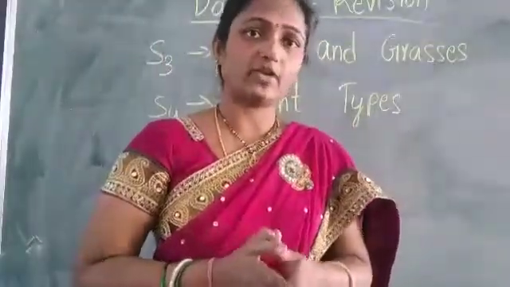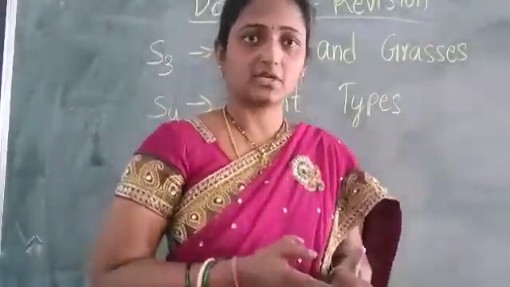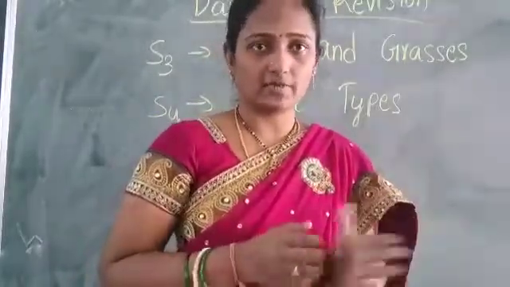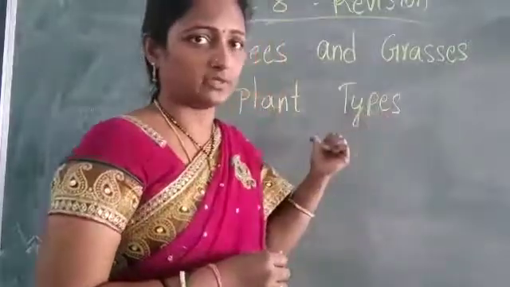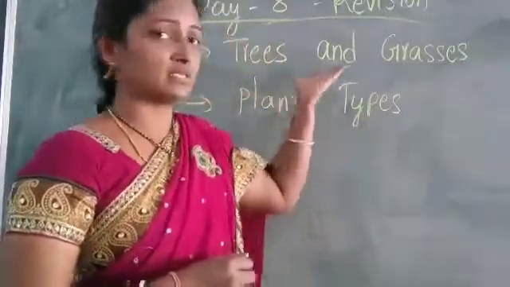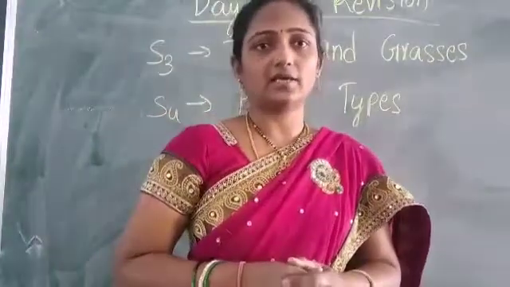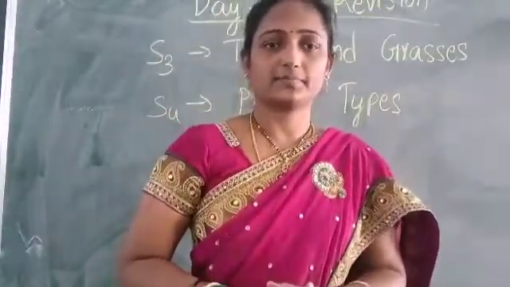Based on the step, we have differentiated into 6 types. How they are similar to each other and how they are different from each other, we have learned in the plant types. And the features of trees and grasses we have learned. Now let us read the lesson and revise the next concepts.